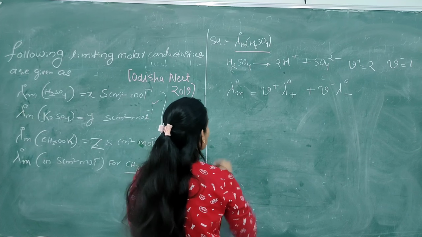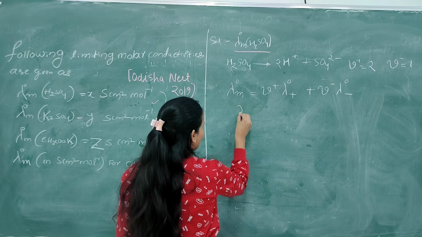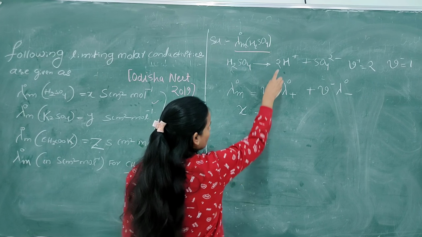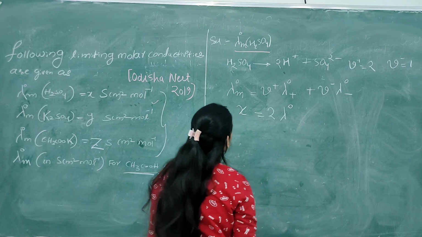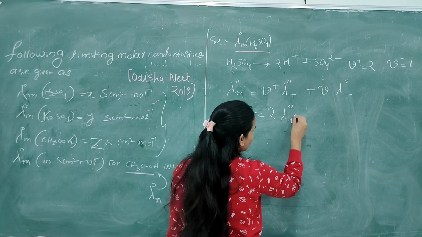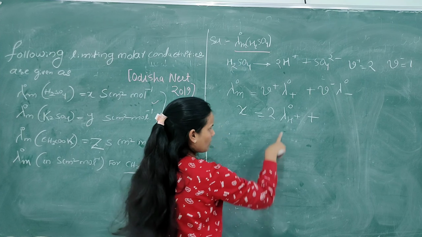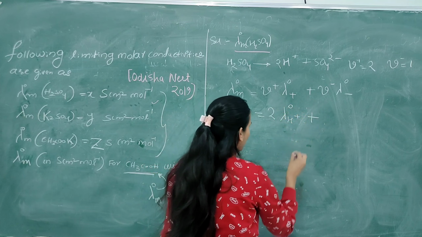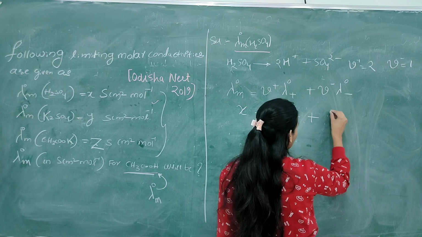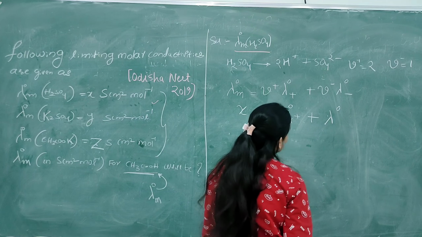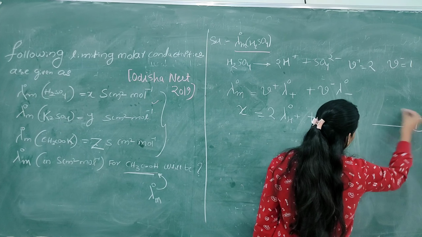So for H2SO4, what lambda naught m is given? It is given X equal to number of cations 2 times lambda naught of cation. What is the cation here? H positive. This is molar conductance for cation, and molar conductance for anion. Number of anions is given 1, so directly lambda naught negative is what? Sulfate, SO4 2 negative. This is equation number 1.